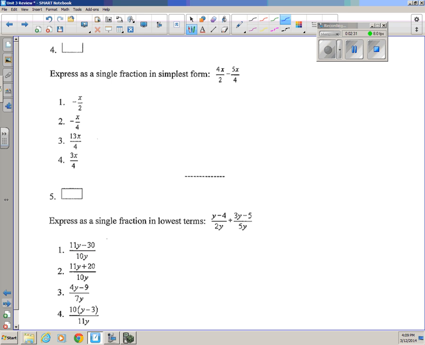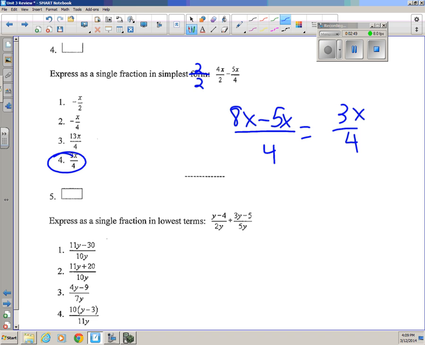Number 4, again, expressed as a single fraction. Well, let's get common denominators. My common denominator is going to be 4. If I multiply the first fraction by 2, I get 8x. Don't need to do anything to the second fraction. 8x minus 5x, 3x over 4. Nothing to simplify, choice 4.